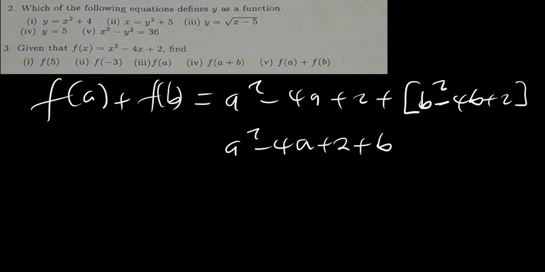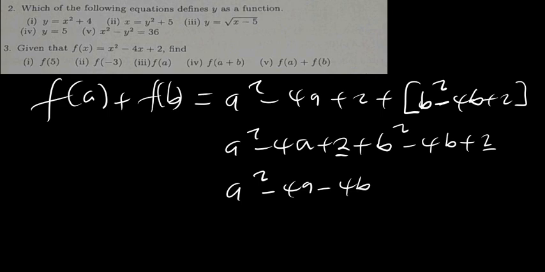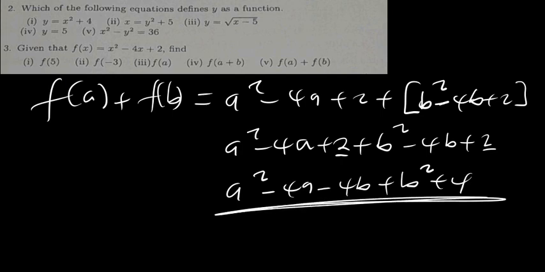So the final answer is just the same. Plus b minus 4b plus 2. Then you add this and this guy. So the final answer would be 4a minus 4b, then plus b squared, then plus 4. You end there. We're okay?